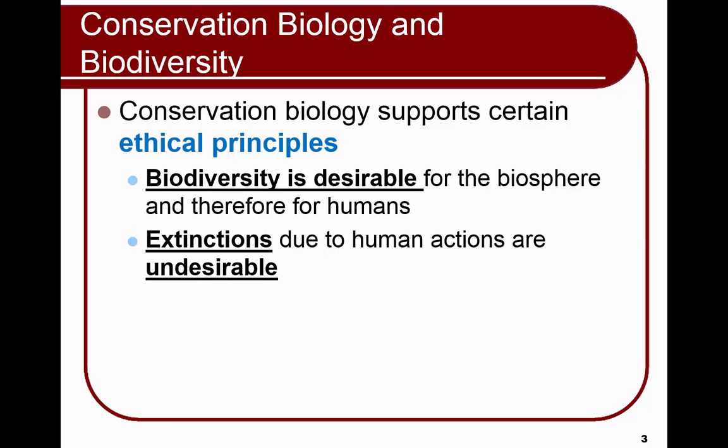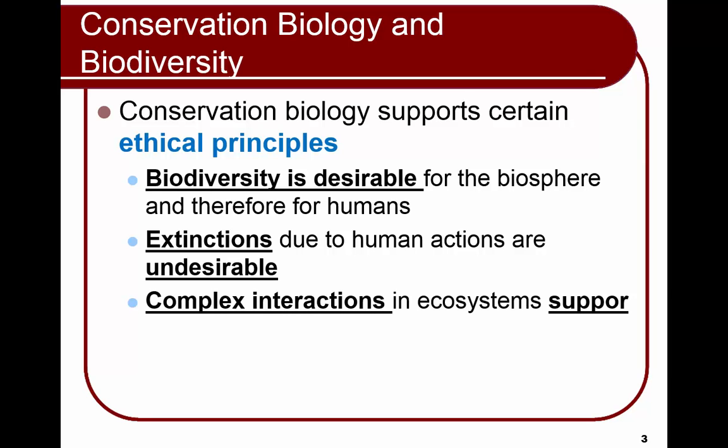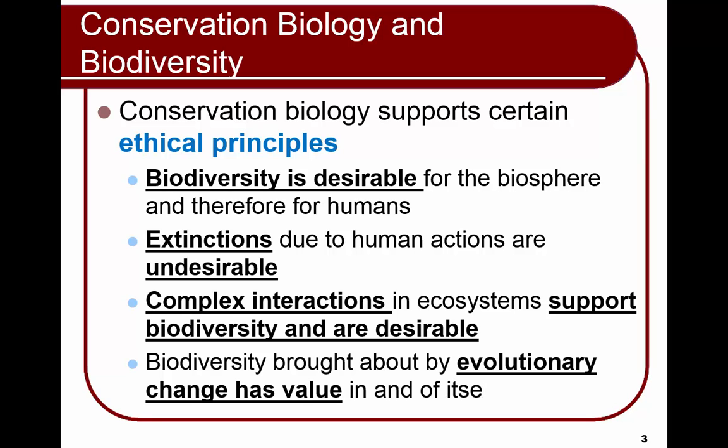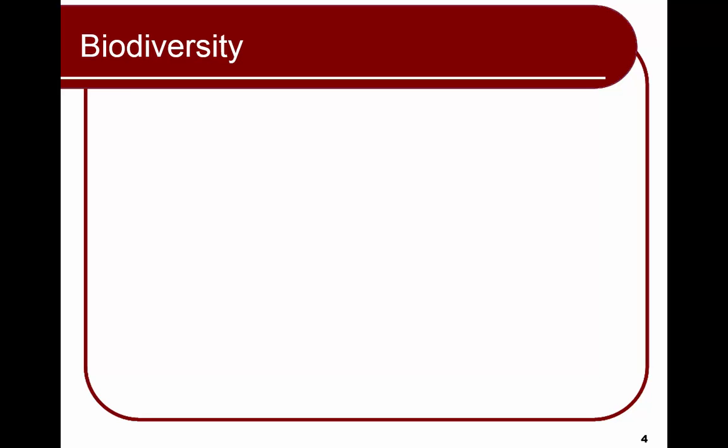Also, we don't want any extinctions because 10 to 20% of existing species will most likely become extinct in the next 20 to 50 years. That's not good because we are the ones causing that. Complex interactions in the ecosystem support biodiversity, and this is desirable. And biodiversity is brought about by evolutionary change, and it has value in and of itself.